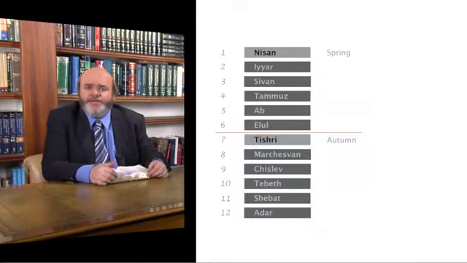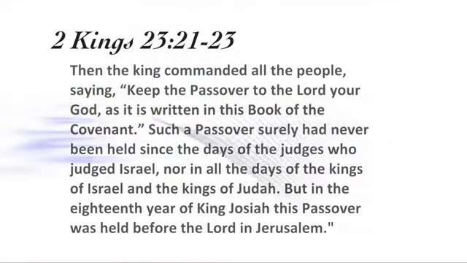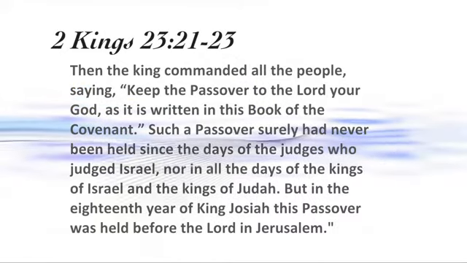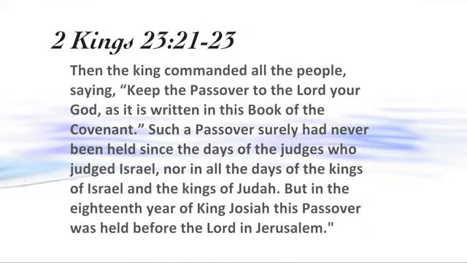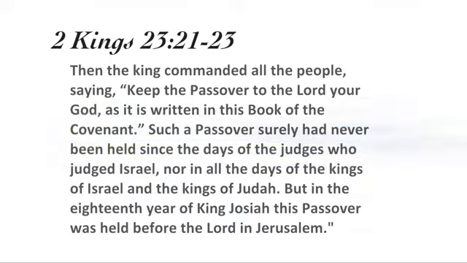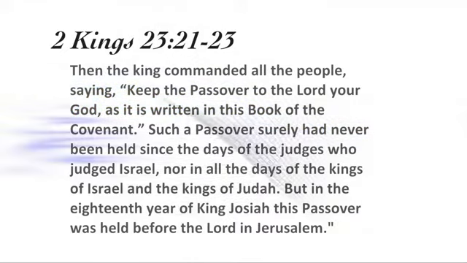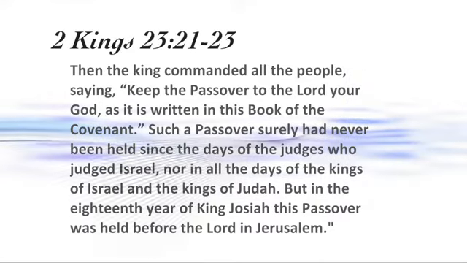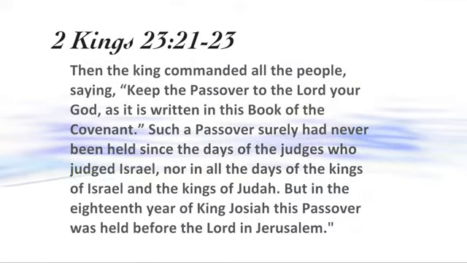Josiah, king of Judah, in his 18th year, held a great and memorable Passover, which we read about in 2 Kings chapter 23, verses 21 to 23. Then the king commanded all the people, saying, "Keep the Passover to the Lord your God, as it is written in this book of the covenant." Such a Passover surely had never been held since the days of the judges who judged Israel, nor in all the days of the kings of Israel and the kings of Judah. But in the 18th year of King Josiah, this Passover was held before the Lord in Jerusalem.